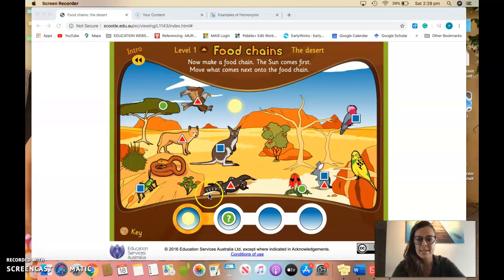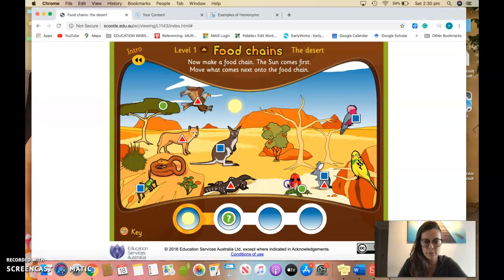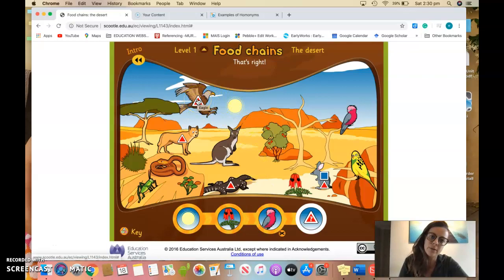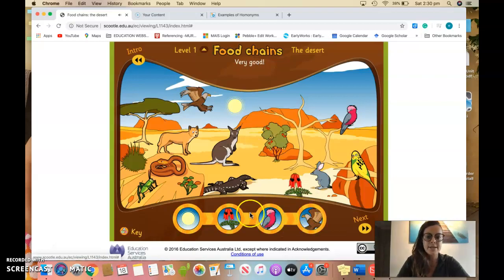So in this example, we have 3 more elements to add to our desert food chains. From the sun, the sun is going to pass the energy to these beautiful desert peas, which I'm going to move over here. From this galah eating the desert pea, the sun energy moves onto it, and when this beautiful eagle comes and eats the galah, the energy moves also onto it.